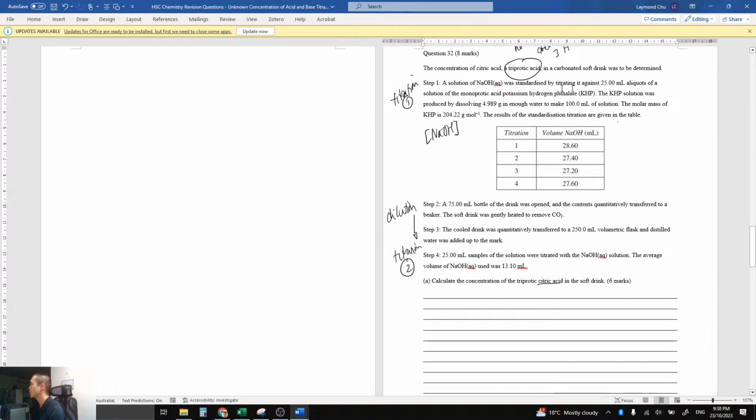Monoprotic. Okay, let's circle that as well. That will be very helpful. Monoprotic acid reacting with NaOH. So let's write an equation.